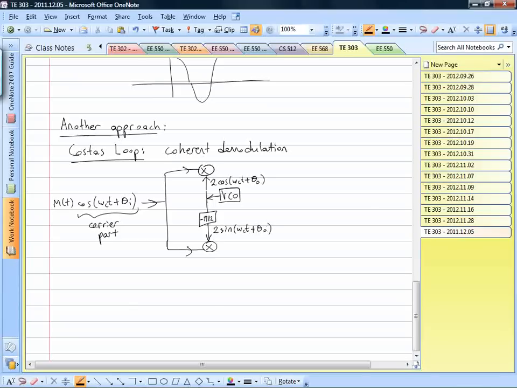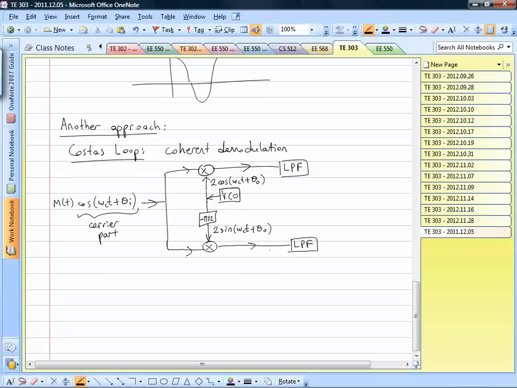Okay, so they are exactly pi over 2 phase apart, these two signals. They have the same phase otherwise, other than this pi over 2. And then we pass this through a low pass filter, again a low pass filter. Now what is the circuit doing?